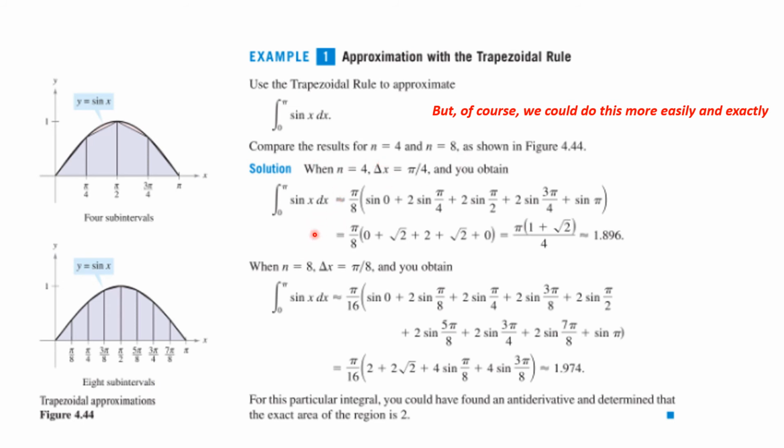So if I let n equal 4 and do the calculation, and you should make sure that you do understand this calculation, I get this using the formula, which is approximately equal to 1.9. It's 1.896. Now if n is equal to 8, I get 1.974. And if you actually did this calculation using the fundamental theorem of calculus, you'd know that it is 2. So we see here that the larger we take n, the closer we get to the actual value. And that will happen in general with the trapezoidal rule.